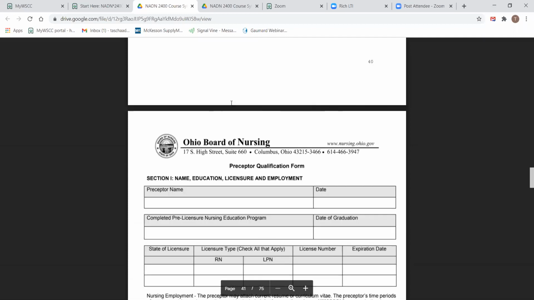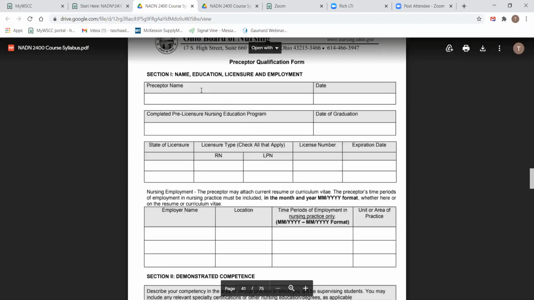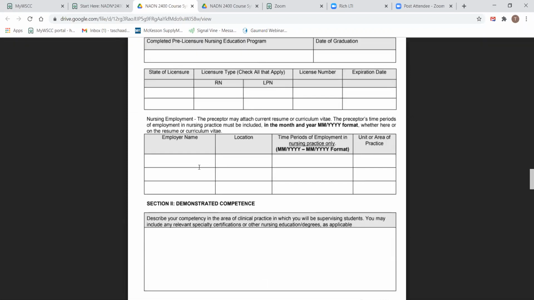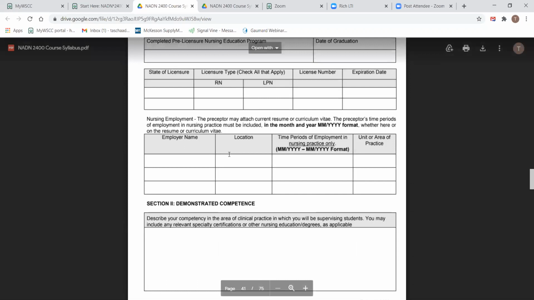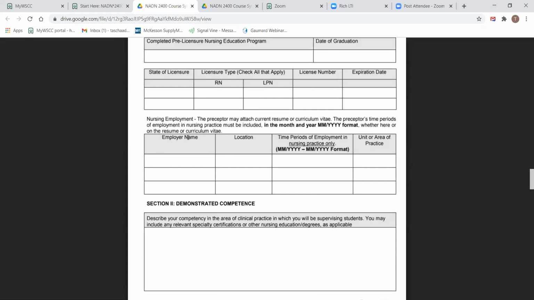The preceptor form, this is very important to make sure. Here's the key thing. Everything's pretty much self-explanatory. This is the one area where we have to make sure is accurate. So the employer, this pretty much needs to read as a resume. And if you look here, the preceptor may attach a current resume or curriculum vitae. That is a good idea if they have one. It makes this paperwork a lot easier for them.